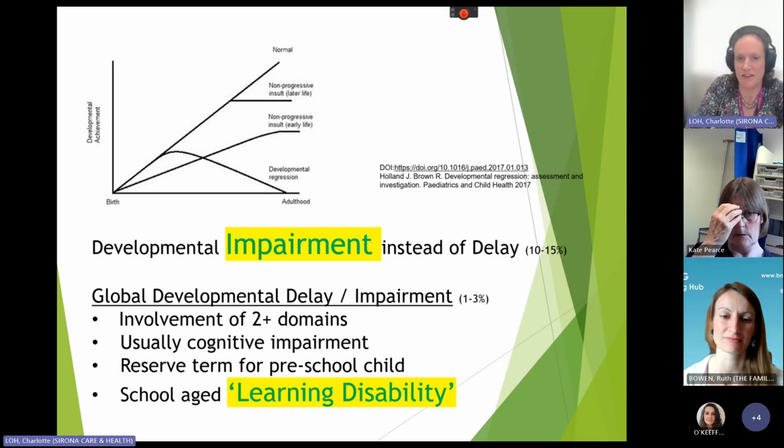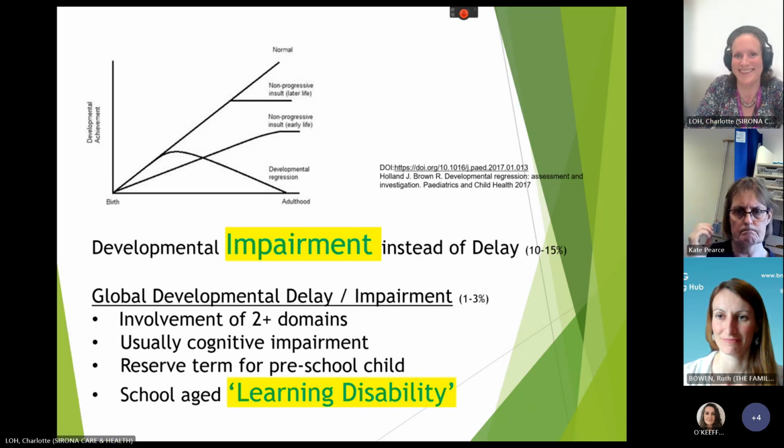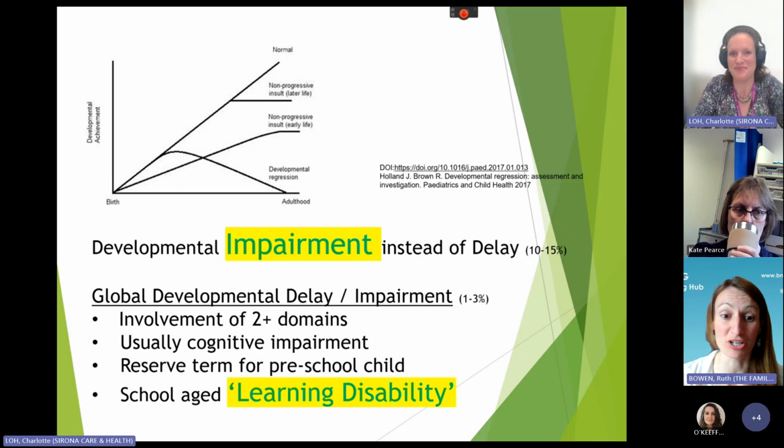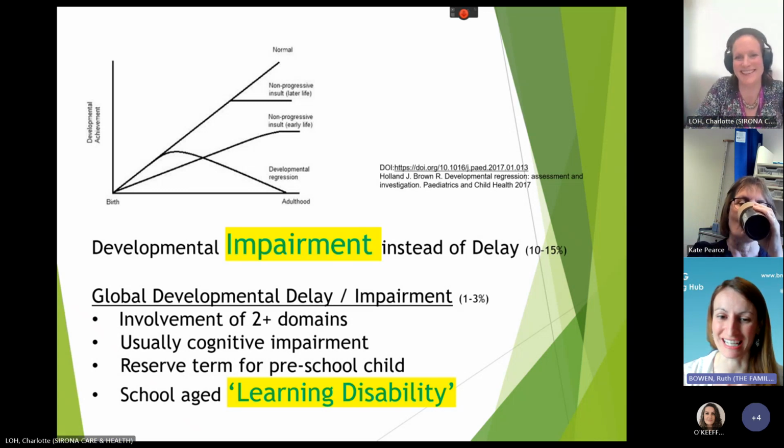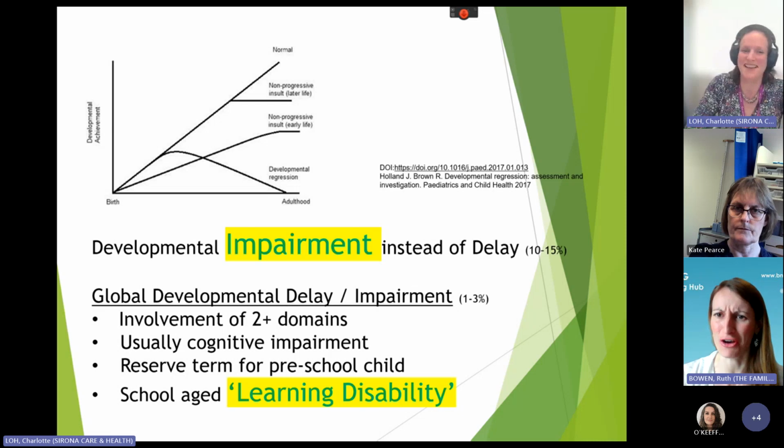So any questions from that first section? No questions at the moment, although I do have one, which is learning disability. If they didn't have cognitive impairment, but they had impairment in other areas, would you still call it a learning disability? No, you wouldn't. I think of that as very cognitive. Learning disability is definitely the cognitive aspect to it.